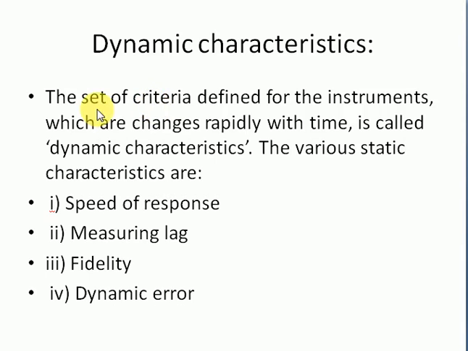The set of criteria defined for instruments which change rapidly with time is called the dynamic characteristic. Transient response is defined as the part of the response which goes to zero as time becomes large, and the steady state response is the response that has a defined periodic cycle. The various dynamic characteristics are speed of response, measuring lag, fidelity, and dynamic error. We will discuss them one by one.